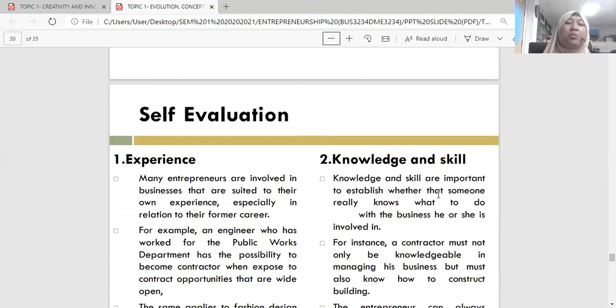So we're moving on to the self-evaluation. It's almost 1 hour, I think. So self-evaluation, we are scanning our internal factors here. Number one, we're talking about experience. Experience is about pengalaman. As I mentioned in the previous class, if you still remember, experience cannot be bought unless you go through it. Kita tak boleh beli pengalaman, melainkan kita melaluinya.